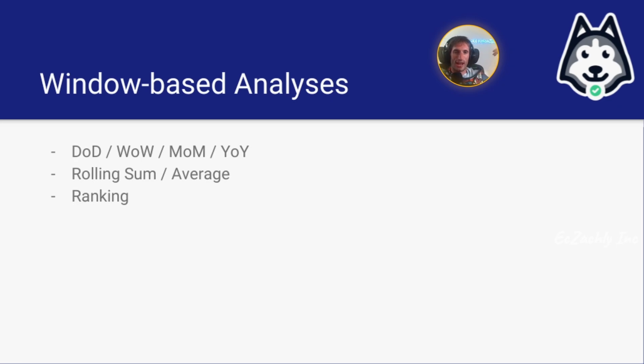And then obviously rank as well. Rank is interesting, but rank doesn't need to be solved with window functions. You can also just use a plain Jane order by as well, but it depends on how complicated of a rank you're trying to do. So how does window-based stuff work?